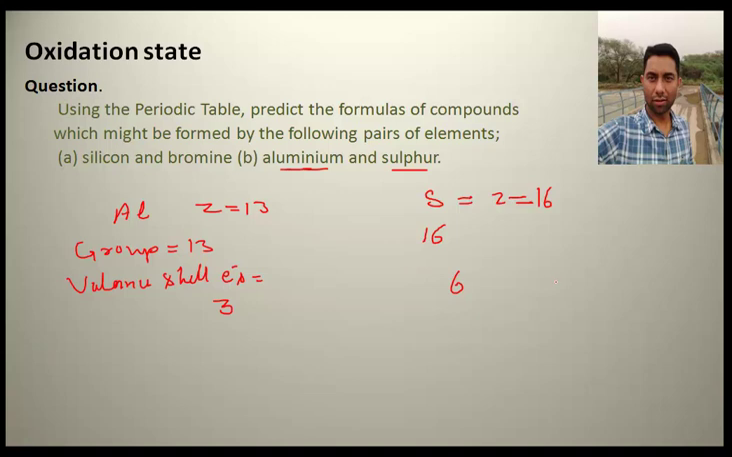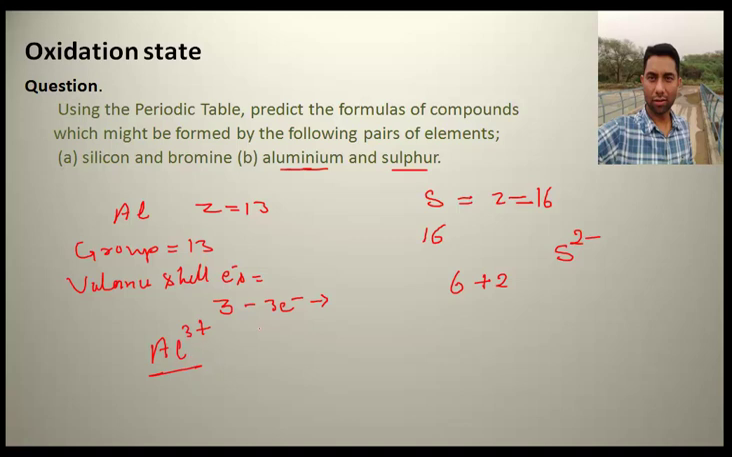Now, in order to complete the octet, sulfur, which is present on the right side of the periodic table, will gain 2 electrons. That means sulfur will form S2 negative, and aluminium has to release 3 electrons. That means it will acquire 3 positive charge. Okay, so Al3 positive is formed.